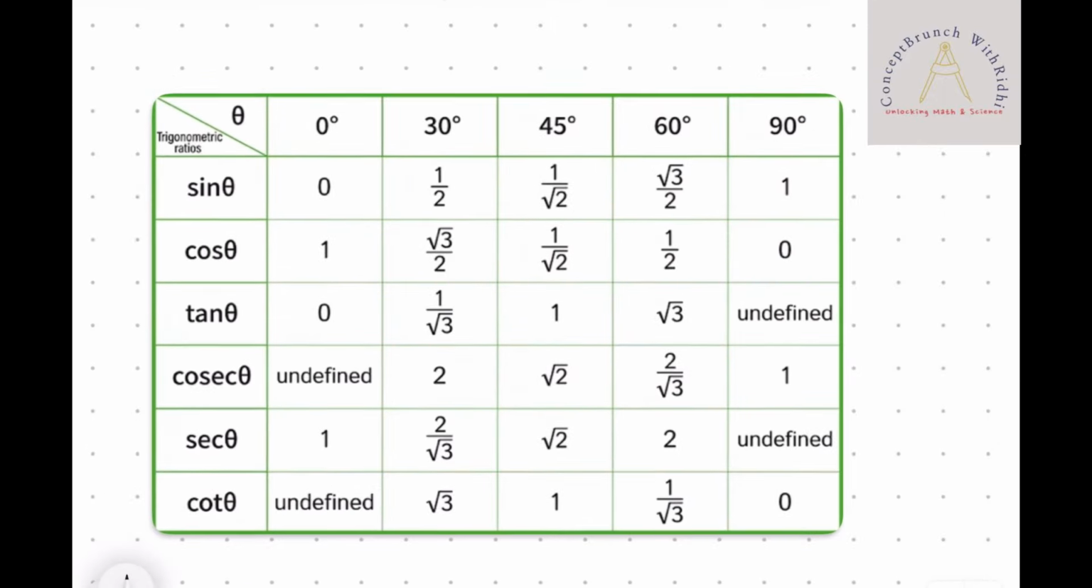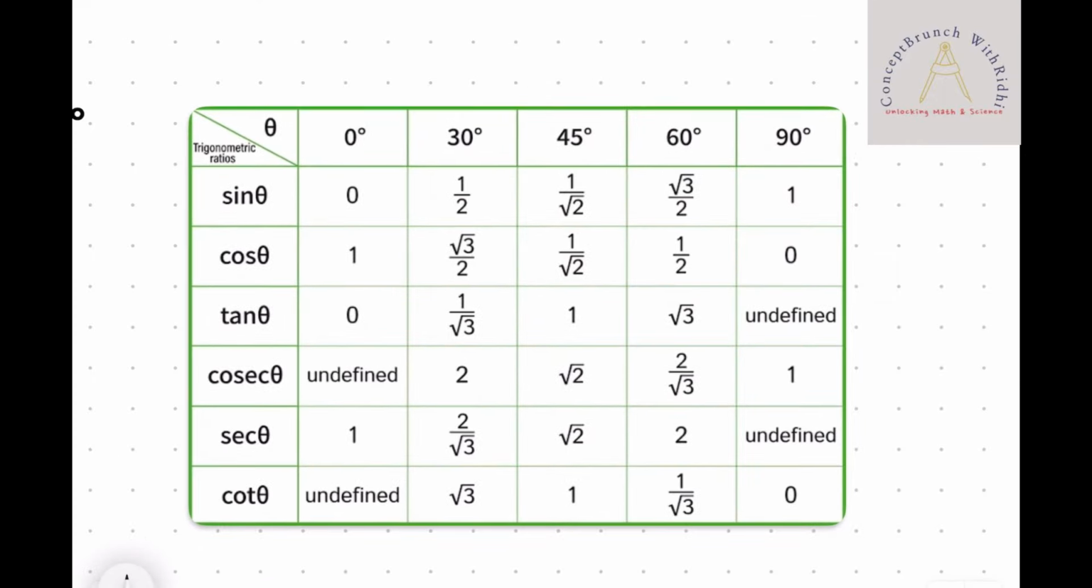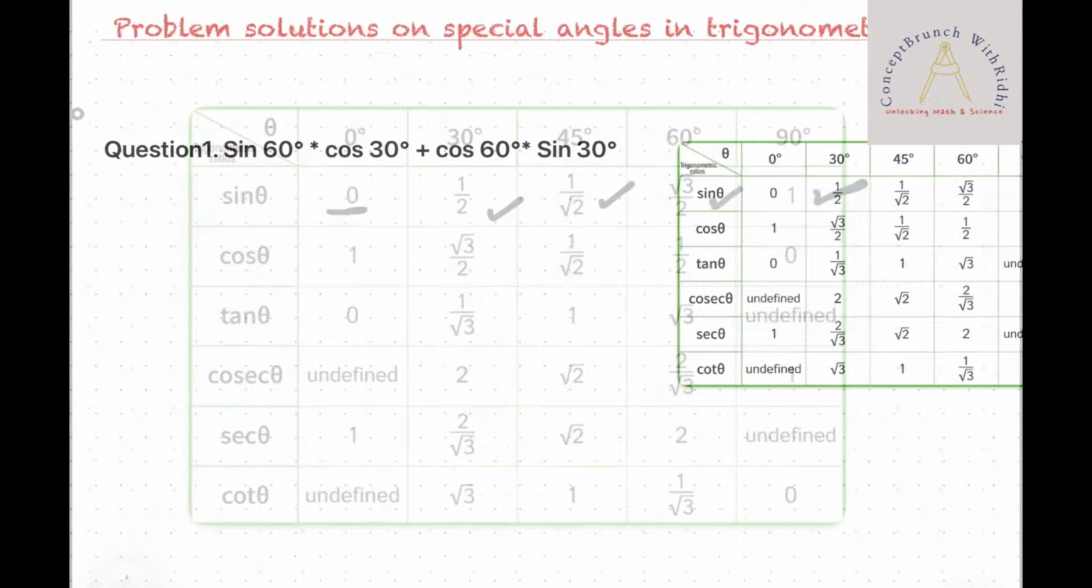Alright, let's get started. First, let's quickly recall the exact value of sine. That is, with 0, it's 0, 30, 1 by 2, 45, 1 by root 2, 60, root 3 by 2, or 90 is 1. If you don't remember, initially you can take the help of the chart and slowly try to memorize it. Okay, this is our first question.